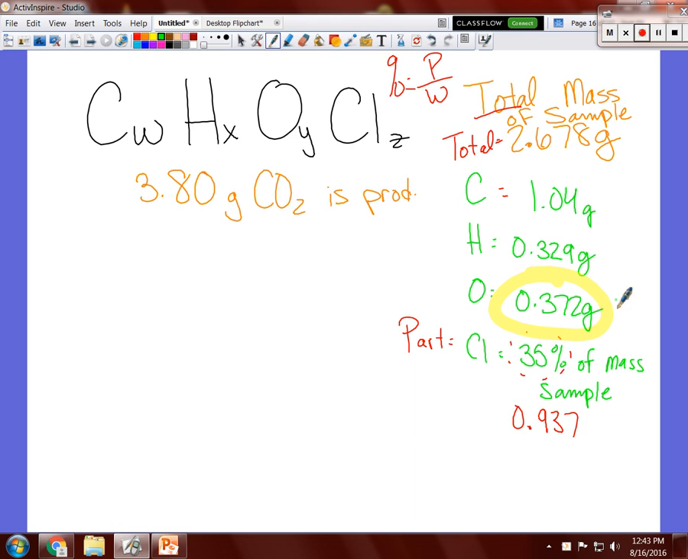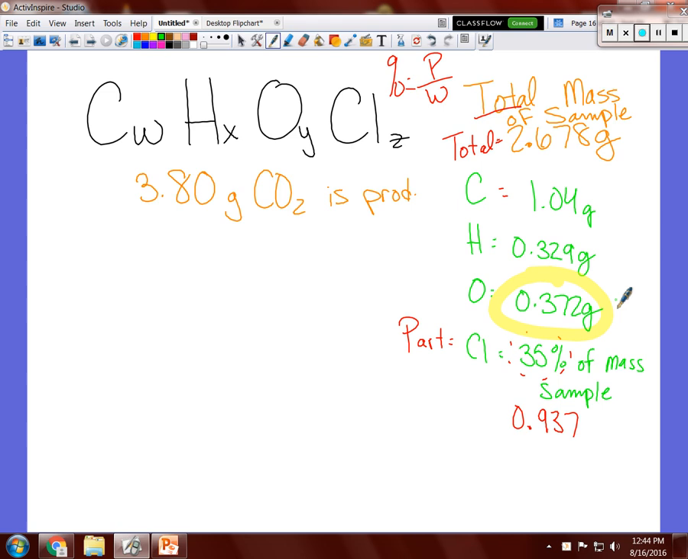Okay. Now, these numbers are not going to yield a perfect formula. I made these numbers up. However, once you did this, could you then very easily find the empirical formula? Very easy. What do you do with all those numbers? No. Convert them to moles.